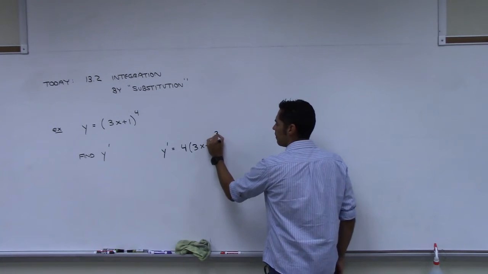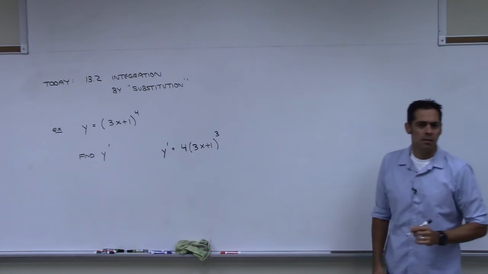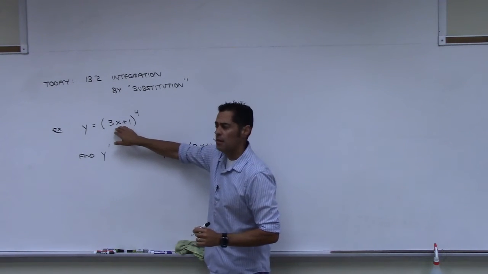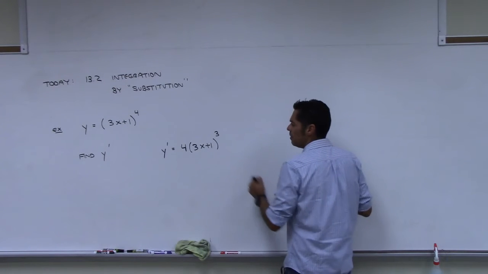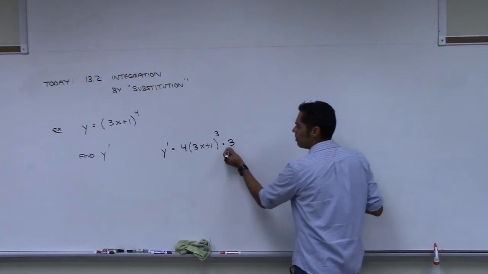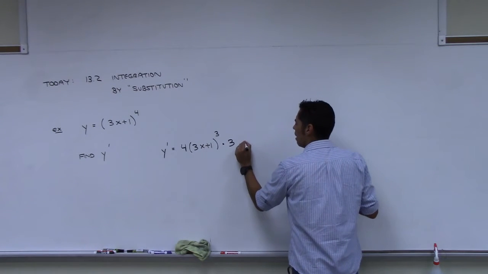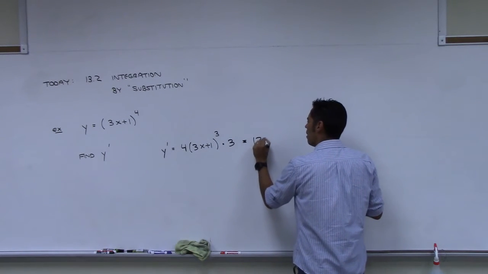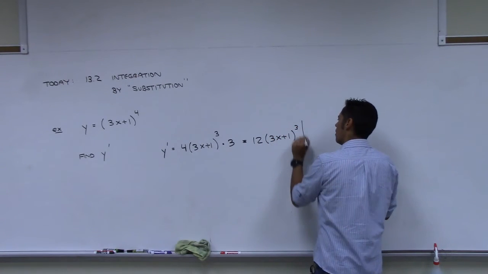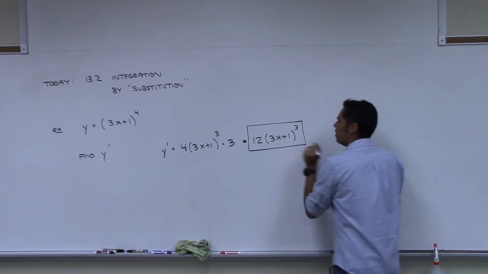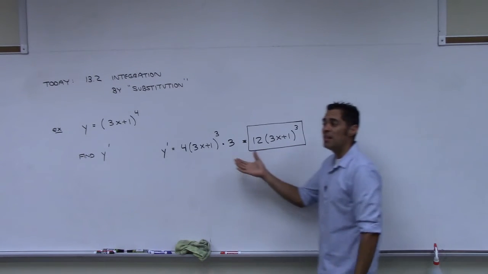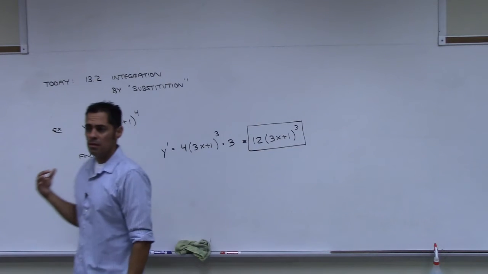3. And then am I done? No. Then what do I have to do? Take the derivative of what's inside, and the derivative of the inside piece is 3. Yes? Okay, so if we put the 3 times the 4, the final result here would be 12 times 3x plus 1 to the 3rd power, and we would box that, and we'd be done. That's how we would take the derivative of this.